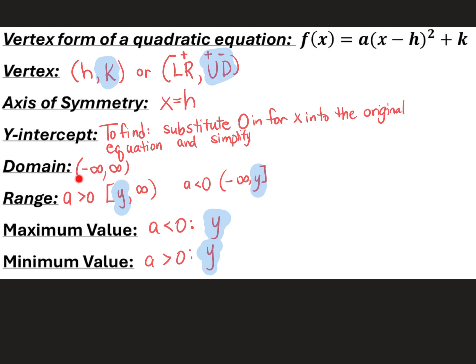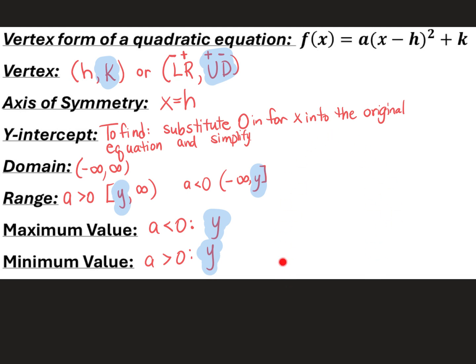Domain, again, is negative infinity to positive infinity. Range is still the same. If a is greater than 0, if a is positive, it's going to point up, which means it starts here at the bottom and goes to positive infinity. It starts at the y-coordinate of the vertex, so that's why I highlighted those the same. I guess you could put k there if you wanted, but it's the y-coordinate of the vertex. That's why I have y, not the y-intercept. If a is less than 0, that means it points down.